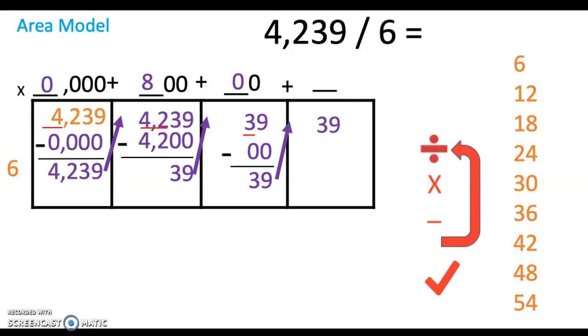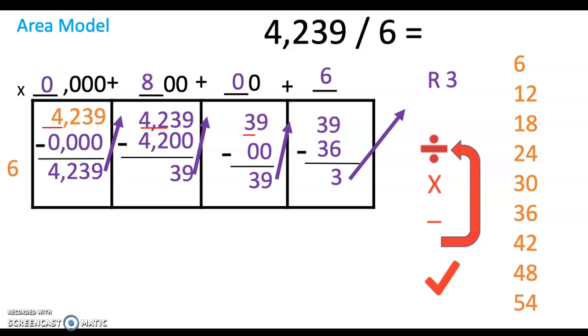Now we're in the ones place, but we have some leftover tens that we also need to use. The closest we can get to 39 is 36. We skip counted 6 times to get there. 6 times 6 is 36. When we subtract, we're left over with 3. Is 3 smaller than 6? Yes, it is, so we checked.